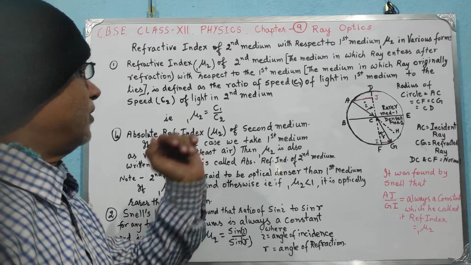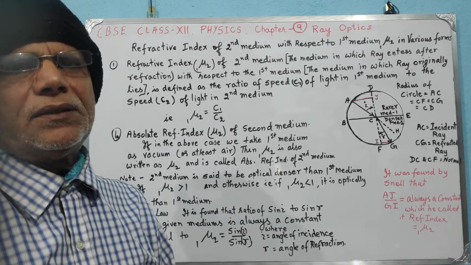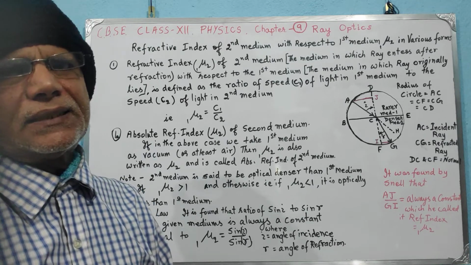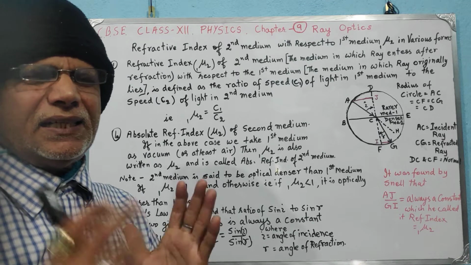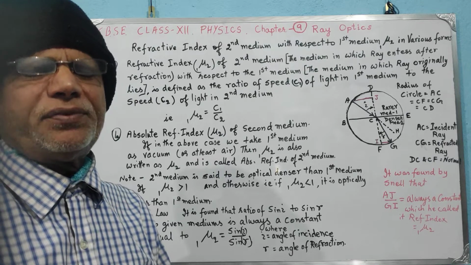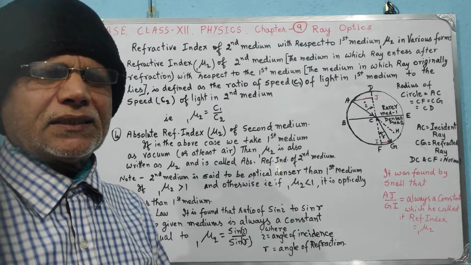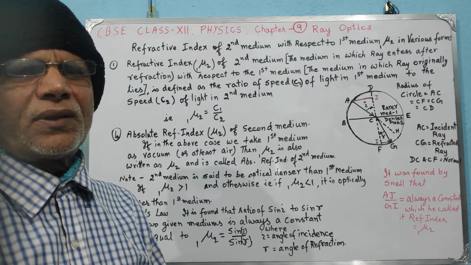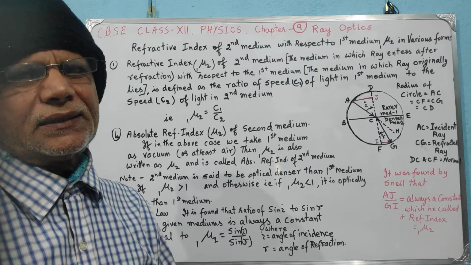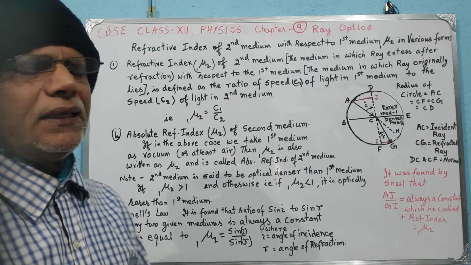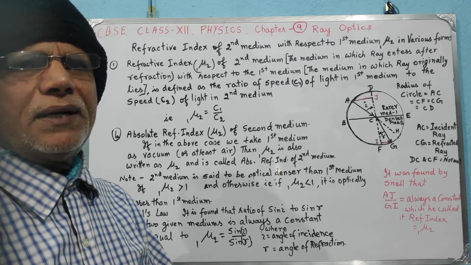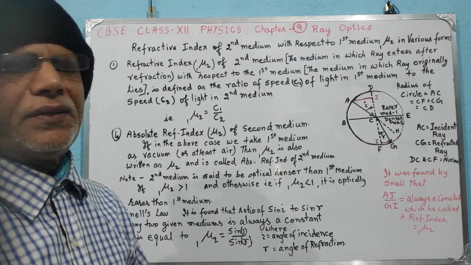What do we mean physically by refractive index? Refractive index is an indicator of by what amount the light will bend due to refraction when it changes its medium. That index is called refractive index. The more the bending, the higher the value of refractive index. The less the bending, the lower the value of refractive index.